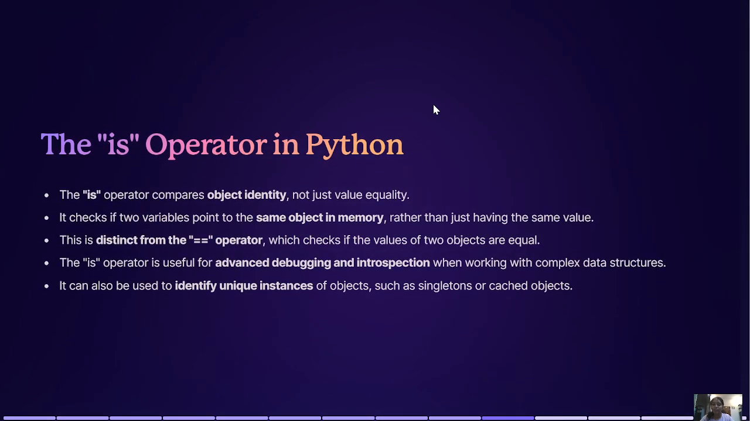Coming to the is operator in Python, this operator compares object identity, not just value equality. It checks if two variables point to the same object in memory rather than just having the same value. This is distinct from the equal operator, which checks if the values of the two objects are equal. The is operator is useful for advanced debugging and when working with complex data structures. It can be used to identify unique instances of objects such as singletons or cached objects.